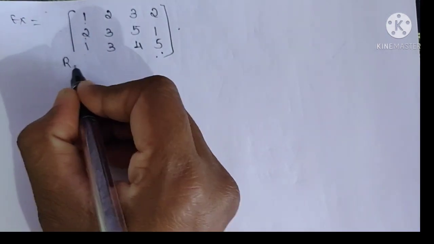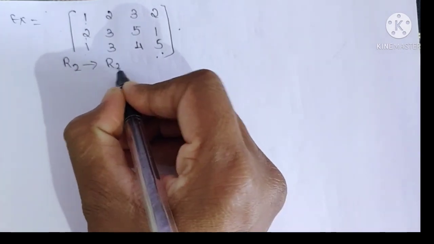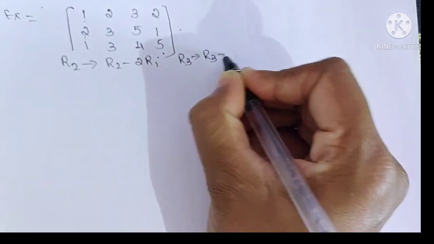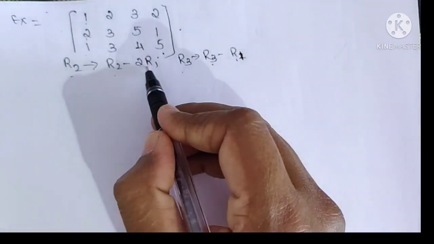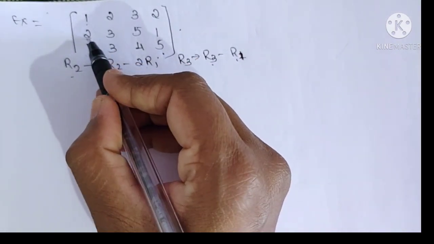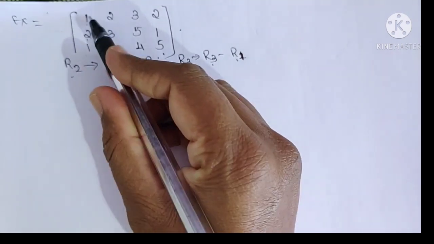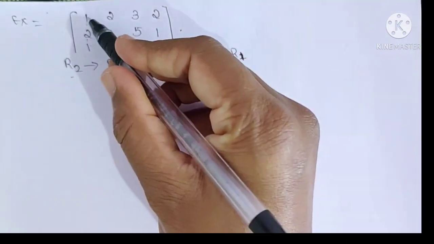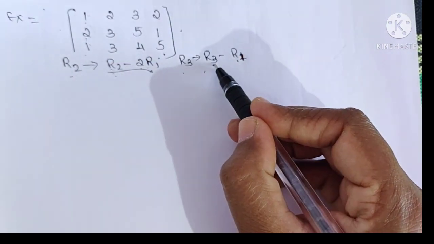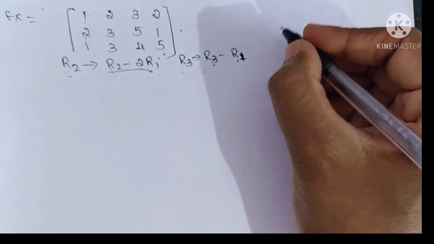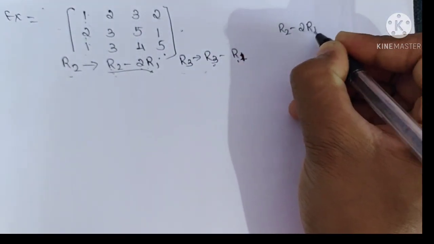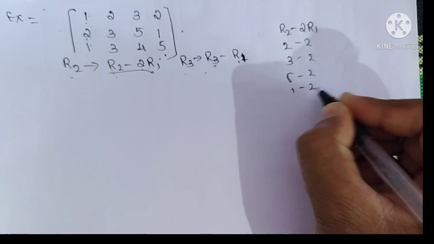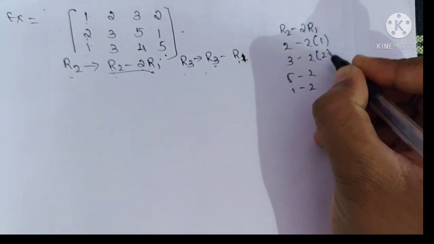Here the first row transformation is R2 changes to R2 minus 2 R1, and R3 changes to R3 minus R1. R2 changes to R2 minus 2 R1, because in R2 the first element is 2, so you multiply 2 into the first row. Then R3: here also 1 is there, so directly you can subtract R3 minus R1. See, the simplification of R2 minus 2 R1: R2 elements are 2 3 5 1 minus 2 into the corresponding R1 elements. R1 elements are 1 2 3 2.